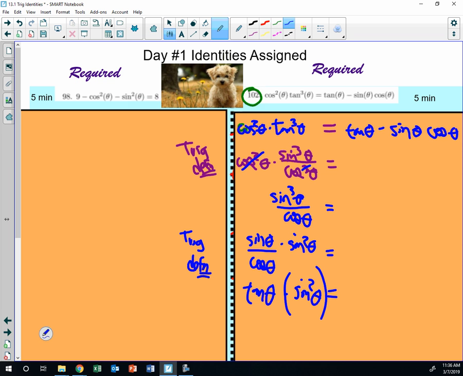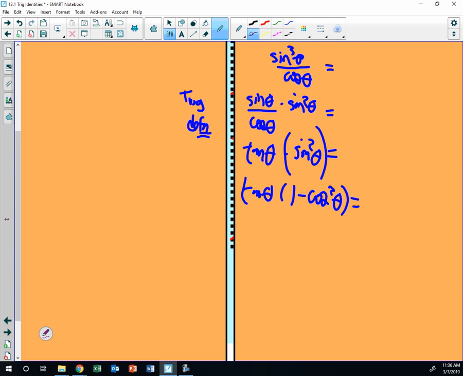I want to change this sine squared. What's sine squared equal to? Here's my sine squared. What's it equal to? 1 minus cosine squared. So I have tangent theta, 1 minus cosine squared theta. And this is a Pythagorean identity. You multiply these out and finish it. See what happens.